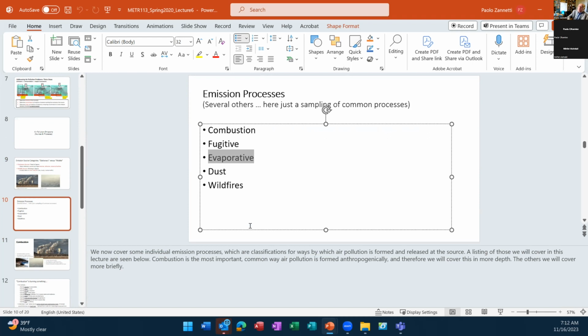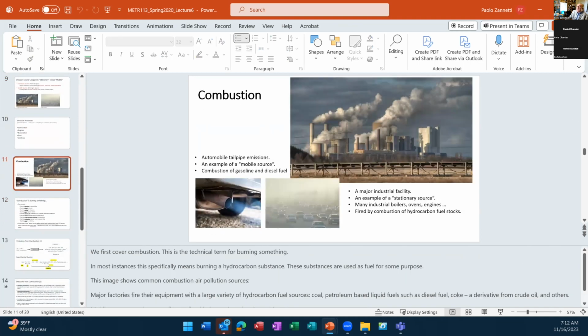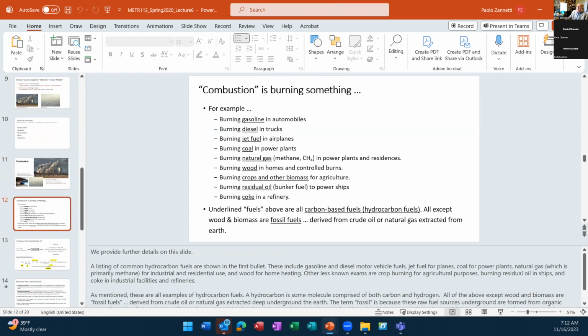Or when you fill up gasoline in your car, you remember, you smell something not very pleasant. That is evaporative emission of gasoline at the time you pump gasoline in your car. Dust, emission of dust from wind or from a truck driving on the street and resuspending dust, and wildfire. Every time you have a forest burning, you have a lot of emission of chemicals. So any burning is polluting.